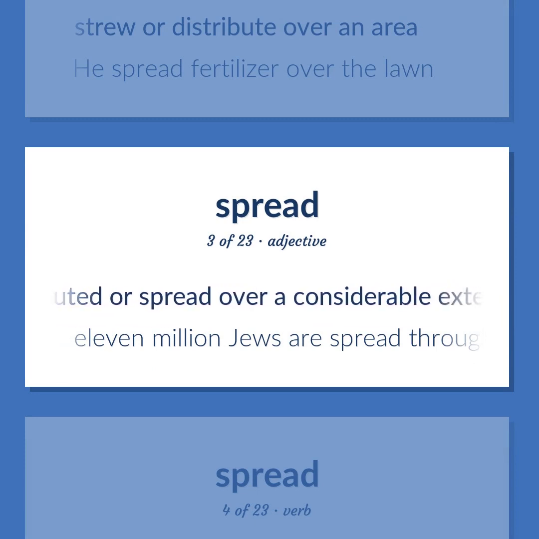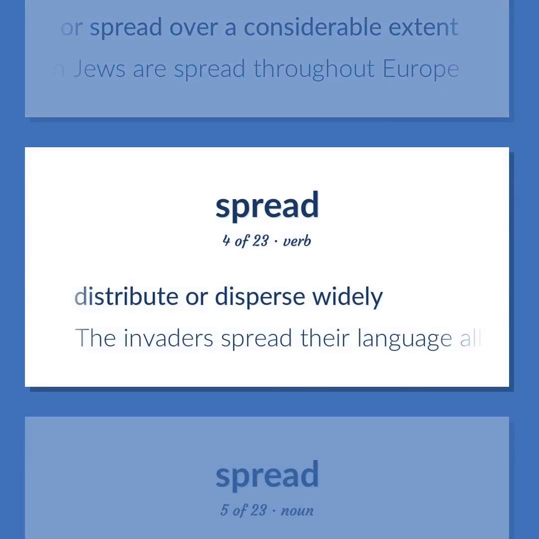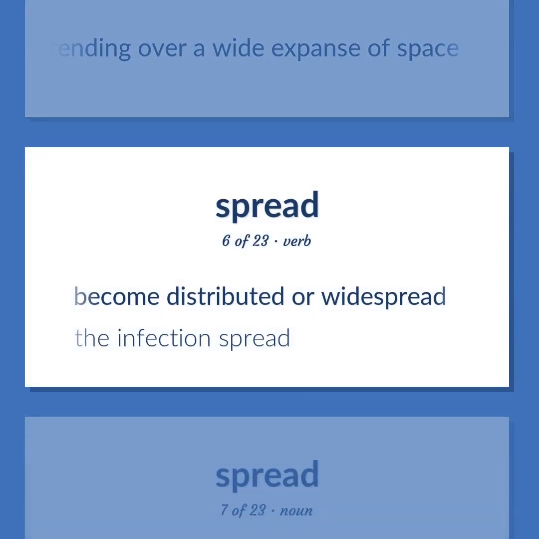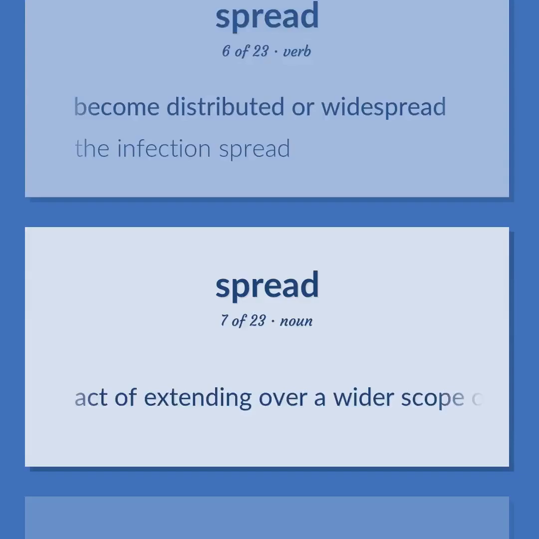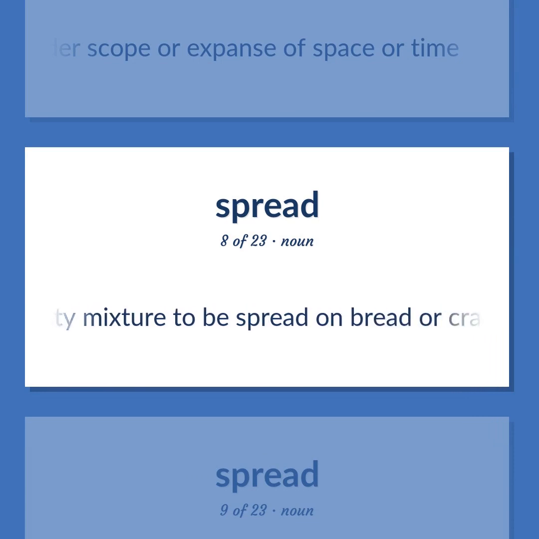Distributed or spread over a considerable extent. 11 million Jews are spread throughout Europe. Distribute or disperse widely. The invaders spread their language all over the country. Process or result of distributing or extending over a wide expanse of space. Become distributed or widespread. The infection spread. Act of extending over a wider scope or expanse of space or time. A tasty mixture to be spread on bread or crackers or used in preparing other dishes.